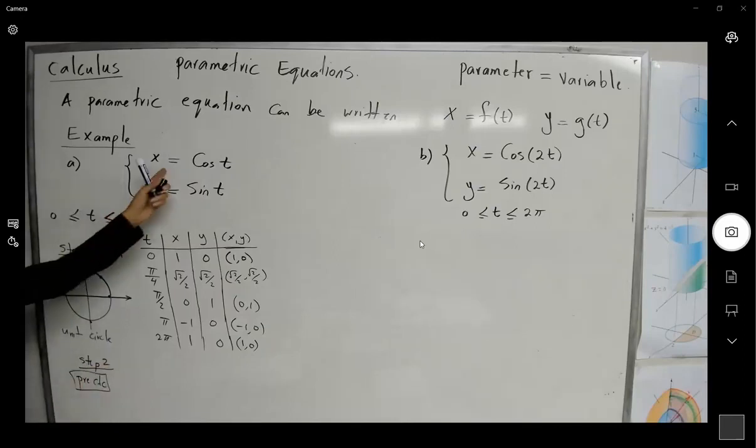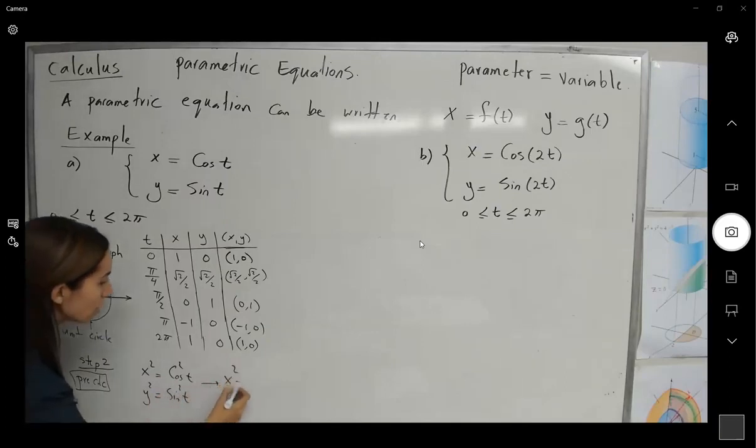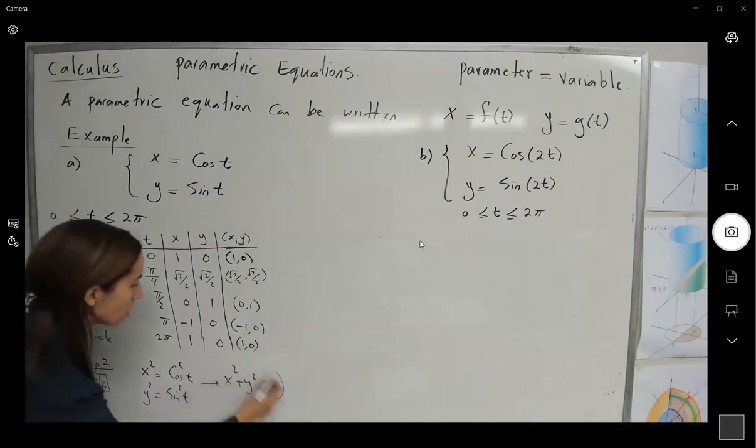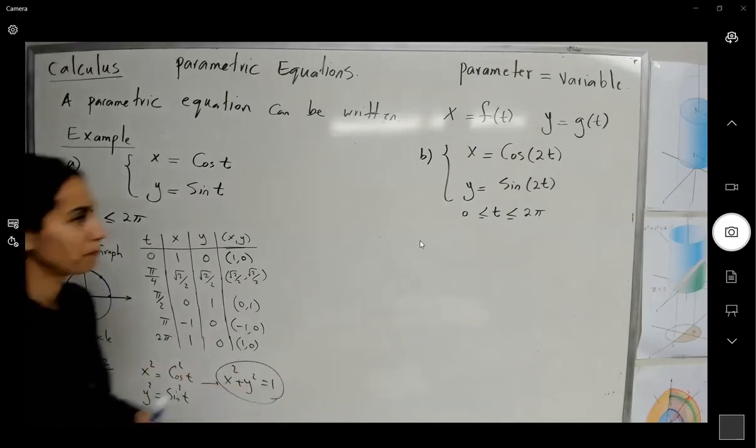We know that if we square both sides, x squared is cosine squared t. Y squared is sine squared t. So if you add this together, you get x squared plus y squared equals 1. You can verify that the graph represents a unit circle.